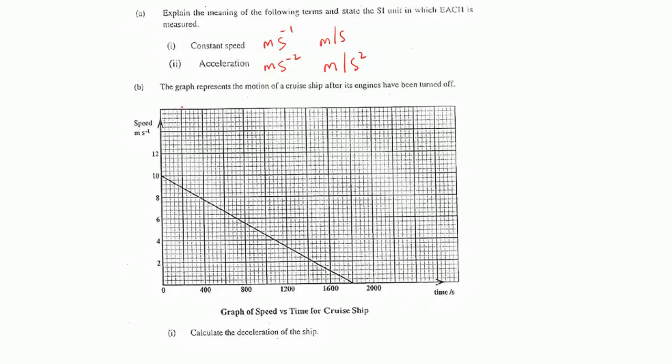So let's look at the calculation now. The graph represents the motion of a cruise ship after its engines have been turned off. So what type of graph is this? If we look, we see we have speed in meters per second, and we have time in seconds. So the first part of the question asks to calculate the deceleration of the ship. So the deceleration is simply the slope of this line.